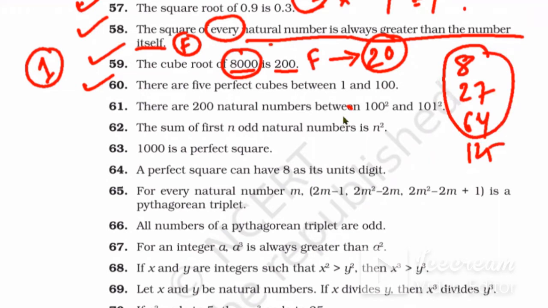Only 3. 1 is also a cube, but you will not include 1, since it is between 1 and 100. So 1 is not included. After that, 8, 27, 64. So the answer is false.